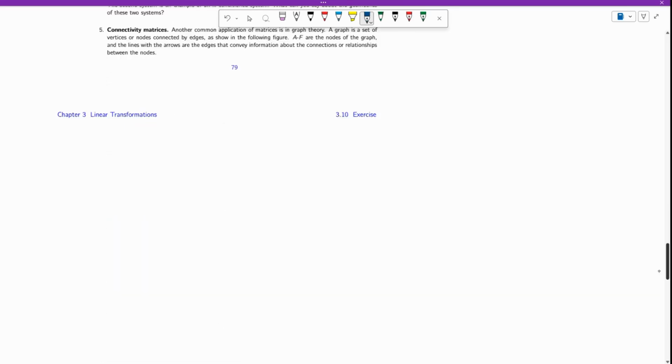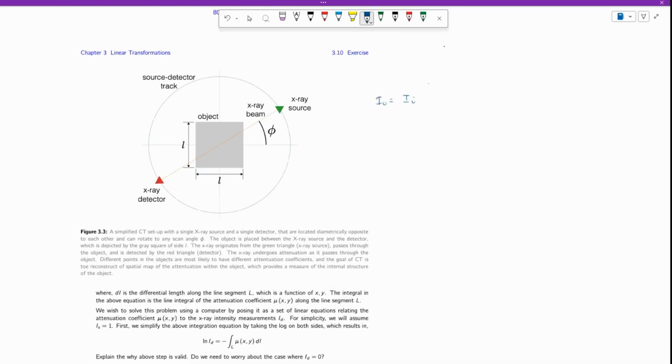Okay, let's go through it. If you have a block, I_i is the intensity of the incident X-ray. What comes out, and let's say this block is of length L and has an absorption coefficient mu, then this is given by. So I'm asking you, if this has an absorption coefficient mu, if phi is 0, what is the relationship between I_0 and I_i?